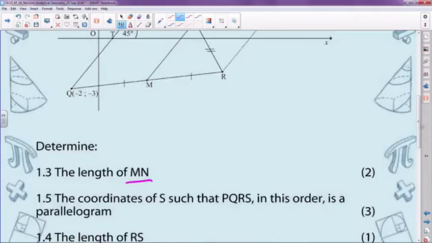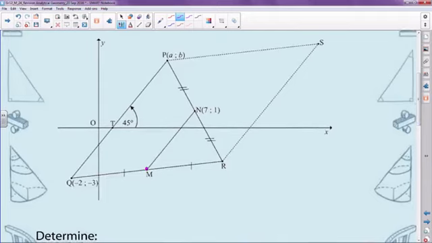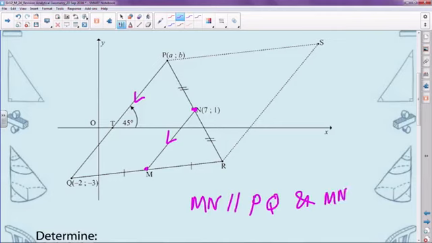Now go back to your diagram, and from what we've just discussed earlier, we know that by the midpoint theorem, the line MN, since it's a line that goes from the midpoint of one side of the triangle to the midpoint of the other side of the triangle, is parallel to the third side of the triangle and half its length. So therefore, MN is parallel to PQ, and MN is half the length of PQ.